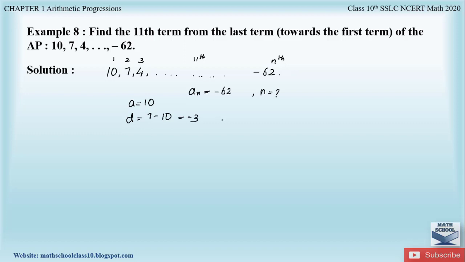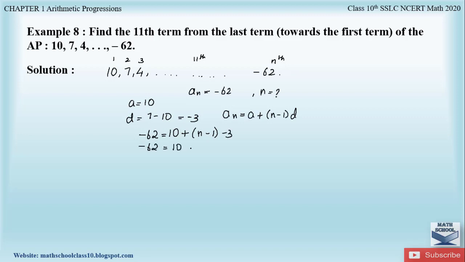Now let us write down the general form of an AP, that is the formula a_n is equal to a plus (n minus 1) into d. So let us substitute all these values in this formula. Now a_n value we know, that is minus 62, is equal to a is 10 plus n we have to determine, that is (n minus 1) into d, where d value is minus 3. So let us simplify this.